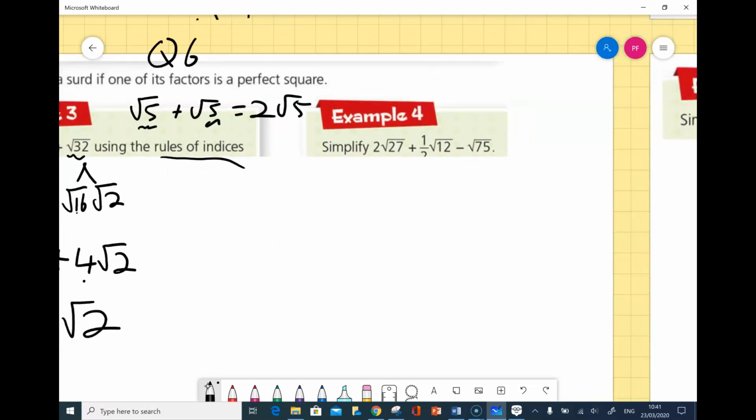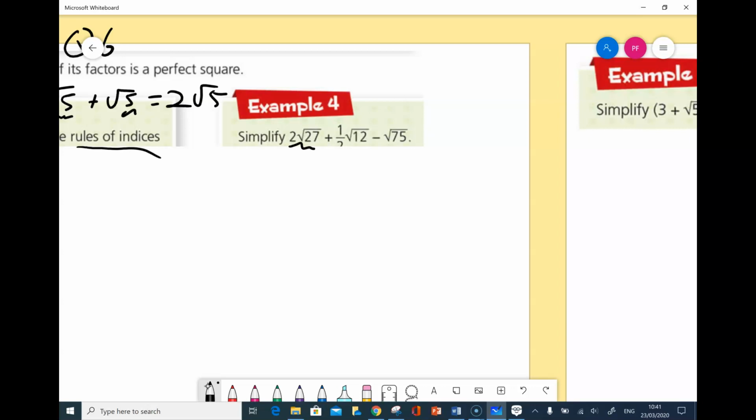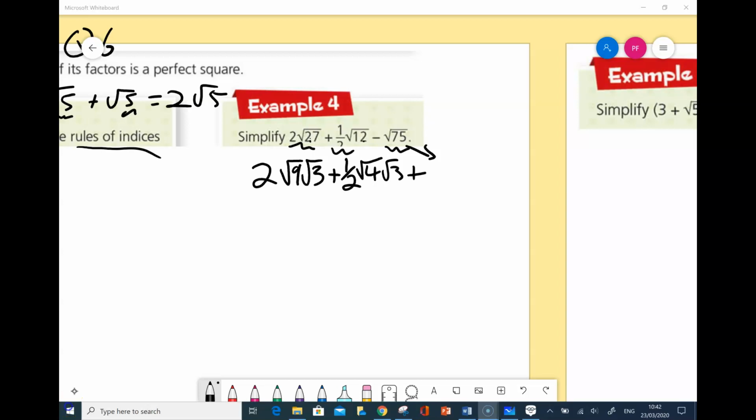Now, over here we go to 2 root 27 plus a half root 12 minus root 75. So we need to break them all up. So 2 root 27 is going to be a tough one. So I'll write 27 as the square root of 9 by the square root of 3, plus a half times the square root of 12 as the square root of 4 by the square root of 3. And then 75, I will write that as the square root of 25 by the square root of 3, because 3 times 25 is 75.